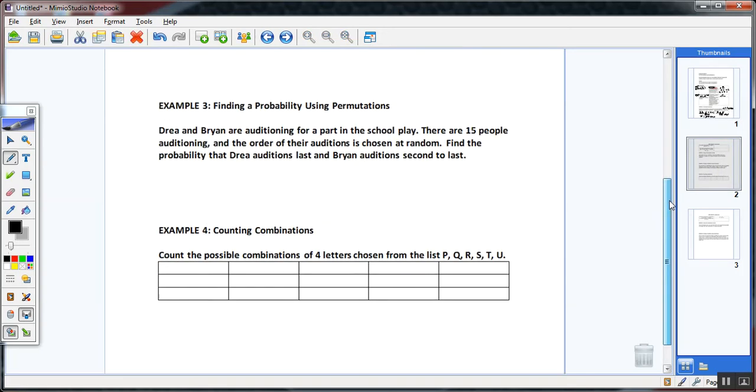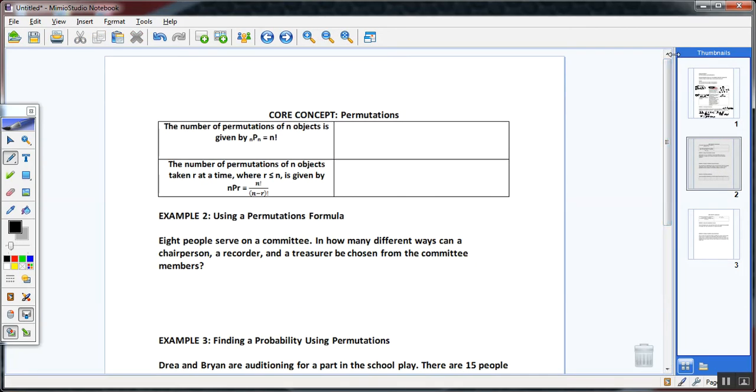All right, so let's talk. Second page here, kids. Core concept. What's the word up there, kids? Permutations, okay? It says the number of permutations of n objects is given by the following. nPn equals what, kids? n factorial. Here's the deal. We talk permutations when we talk about how you are going to arrange your letters, because when you arrange stuff, a different arrangement is a different type of set.